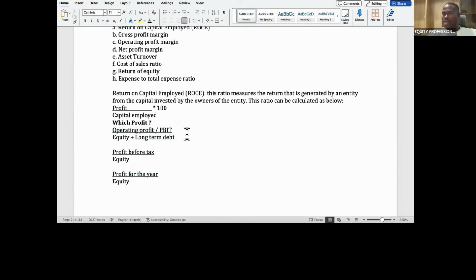In an exam, you'll find the examiner telling you to use capital employed as equity plus debt. When you see that, they are waiting for you to see which profit you are going to use. If you use any other profit besides this, you're wrong. You have not matched it correctly. If the examiner tells you that capital employed is equity plus debt, the profit you have to use must be the operating profit, or profit from operations, or PBIT.